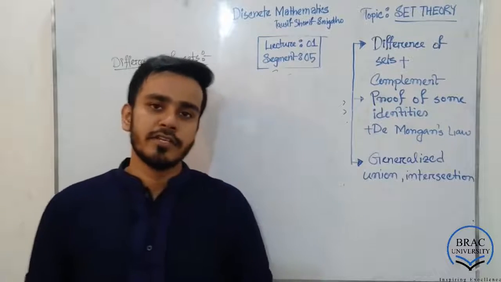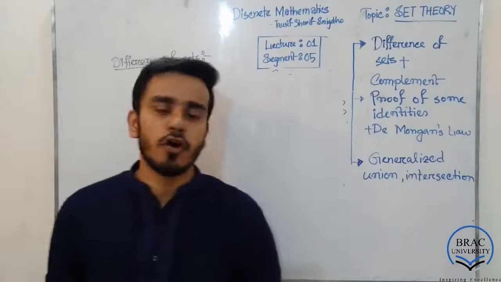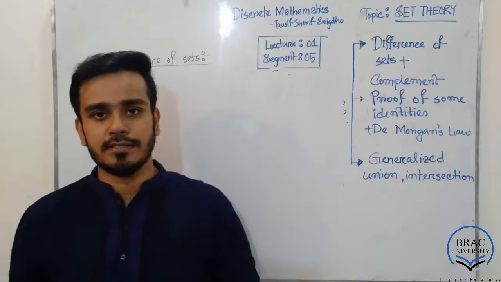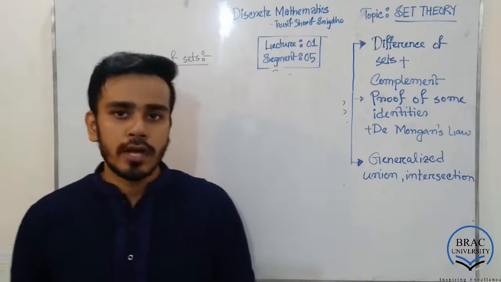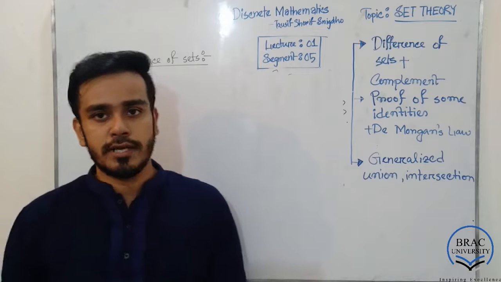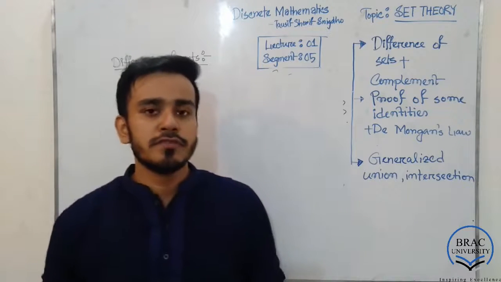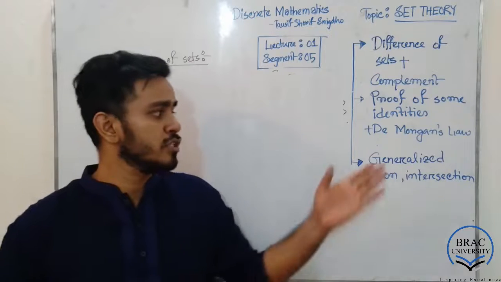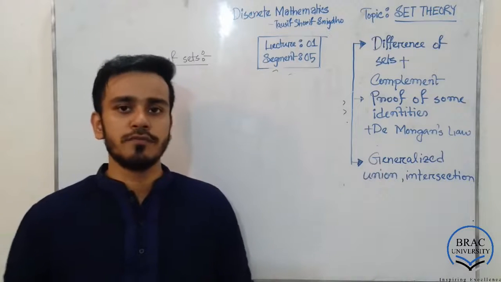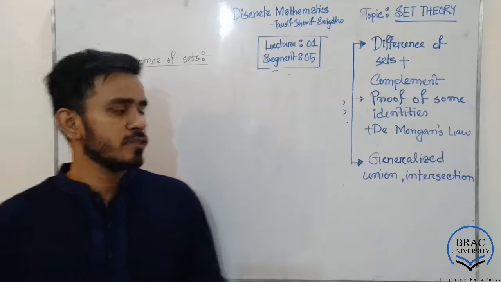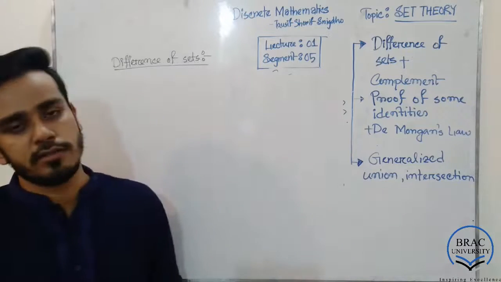Students, this is the last segment of lecture 1. Hope you've understood all of the topics of the previous segments. In this segment, we are going to discuss difference of sets and complement of a set. We'll see proofs of some identities, learn about De Morgan's law and see its proof. And at last, we'll solve some problems on generalized union and intersection.